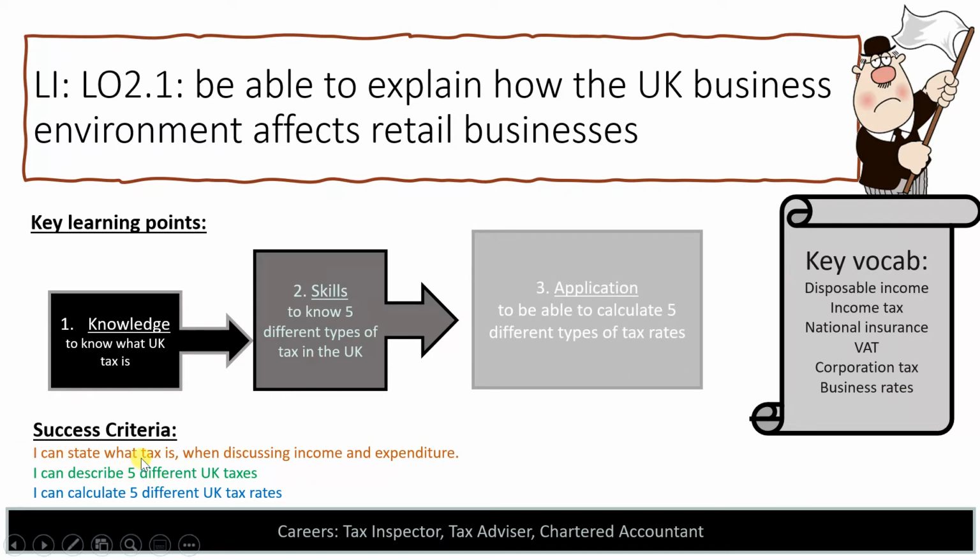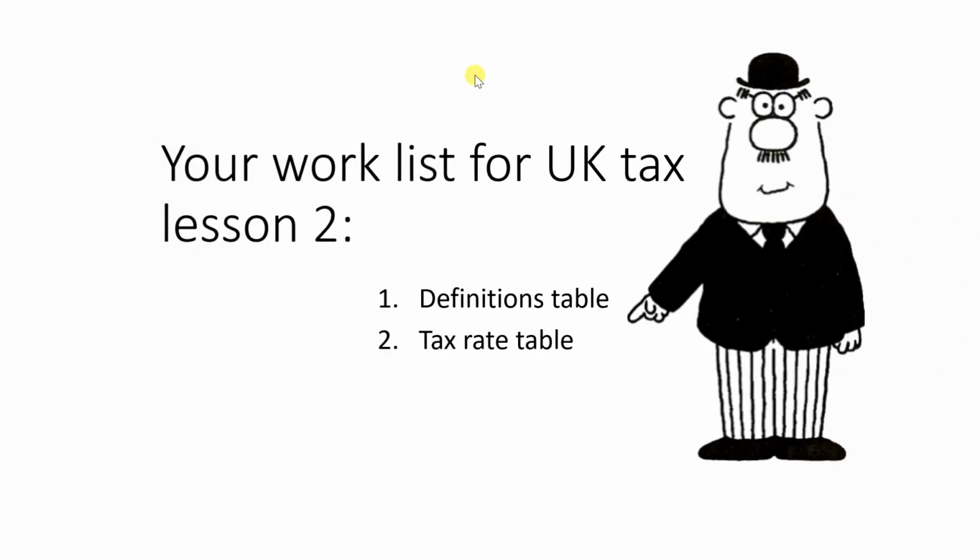Success for today's lesson will be knowing which tax is relevant when you're discussing income and expenditure. We're looking at direct and indirect tax, being able to describe and calculate the 5 different tax rates. And the job focuses are tax inspector, because it's very important that all companies and individuals get this right. Tax advisor, that's another role to make sure that all these individuals get it right, and a chartered accountant. Well, for lesson 2 on UK tax, there are 2 tasks. You'll be quite happy to hear that it's a short lesson.